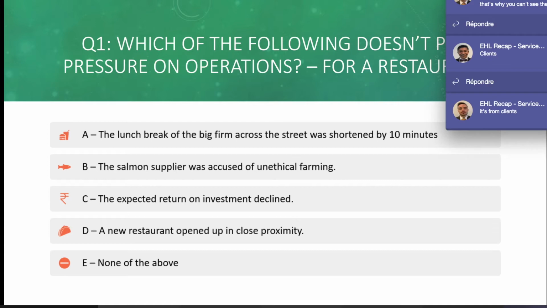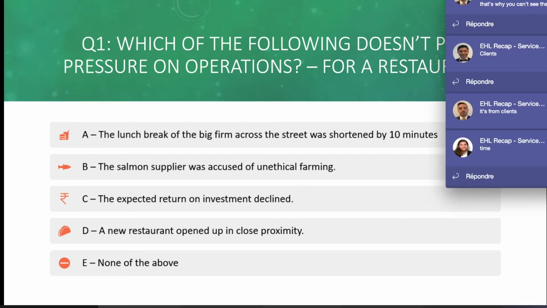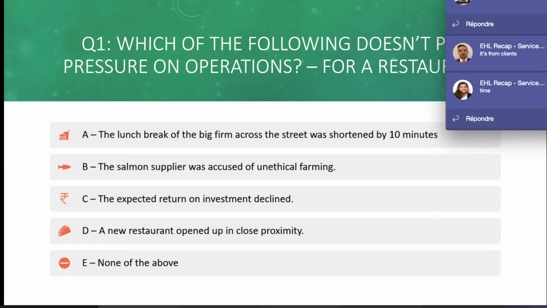That is correct, Matthias and Rohit. That is exactly it, it's a time pressure stemming from the clients.